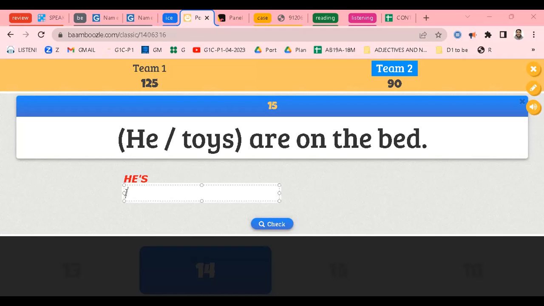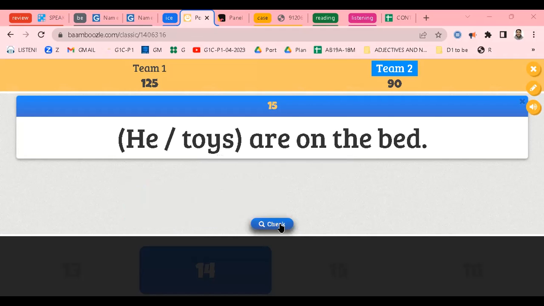Vamos a ver. Team one says, his toys are in the. Could you spell this? ¿Pueden deletrearlo, team one? E. H. E. S. T. O. Team one. Space. Could you spell this? E. No. E again? Okay, this is E and this is I. No? What happened? ¿Qué pasó con los dos equipos?